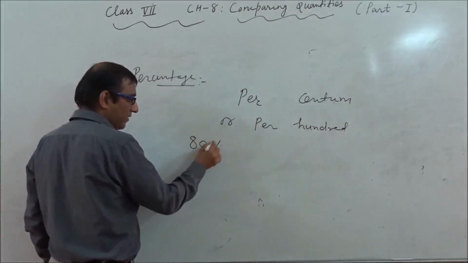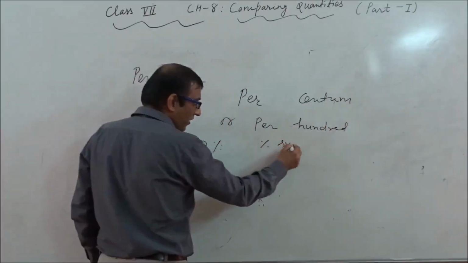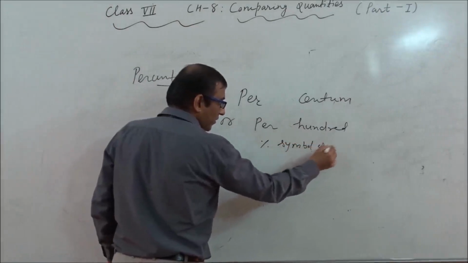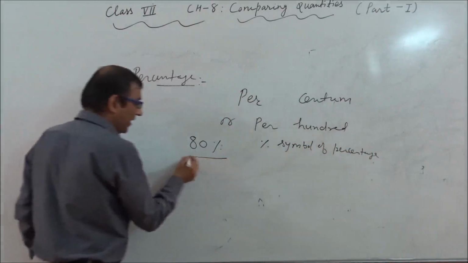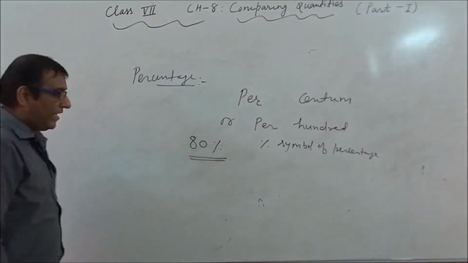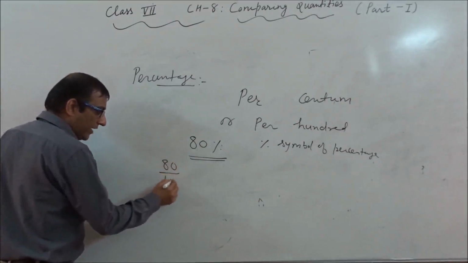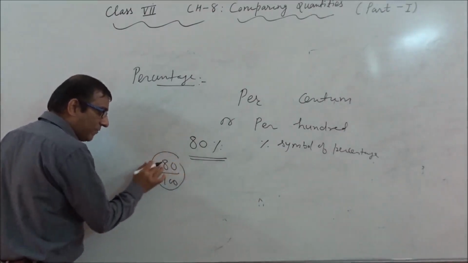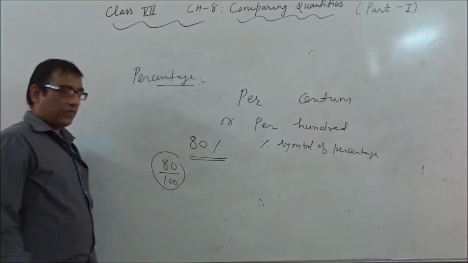For example, if I take 80%, first I want to tell that this is the symbol of percentage. Okay, so if someone says that I am getting 80%, it means 80 out of 100. It means I am getting 80 marks out of 100 marks. This is the meaning of percentage.